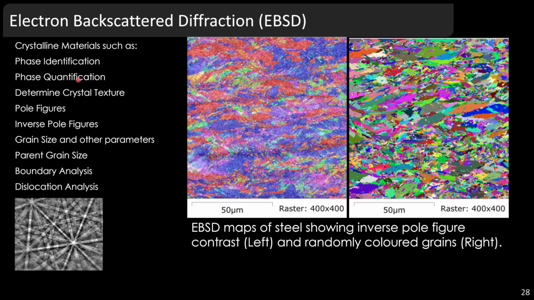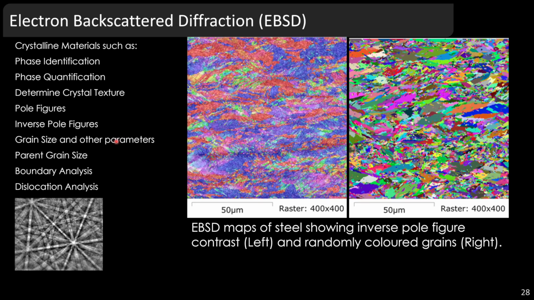So it doesn't necessarily give you an accurate snapshot. And you may also have polishing effects, which affect the quantification. It can be useful for crystal texture. So if you're working with rolled or thermomechanically processed materials, you can look at the textures, pole figures, inverse pole figures, grain size, and other grain parameters.